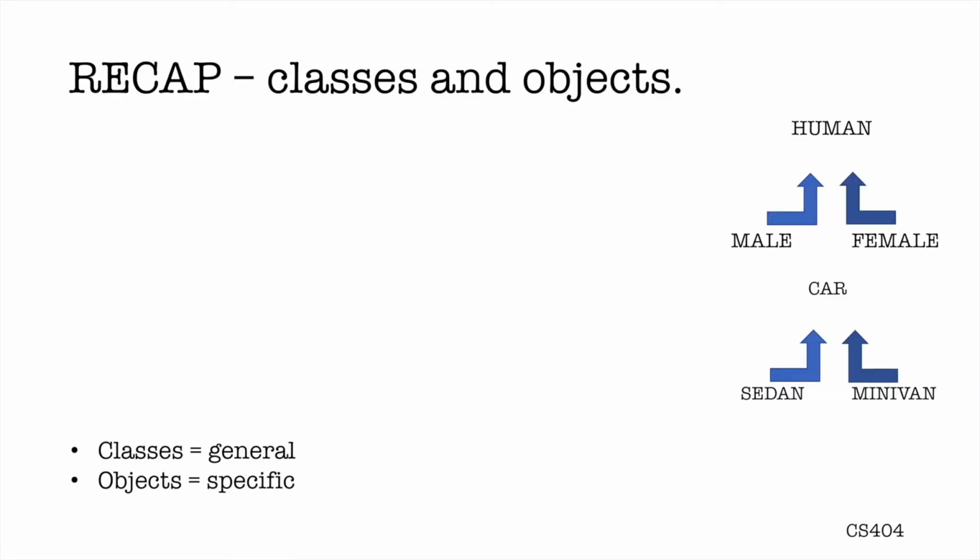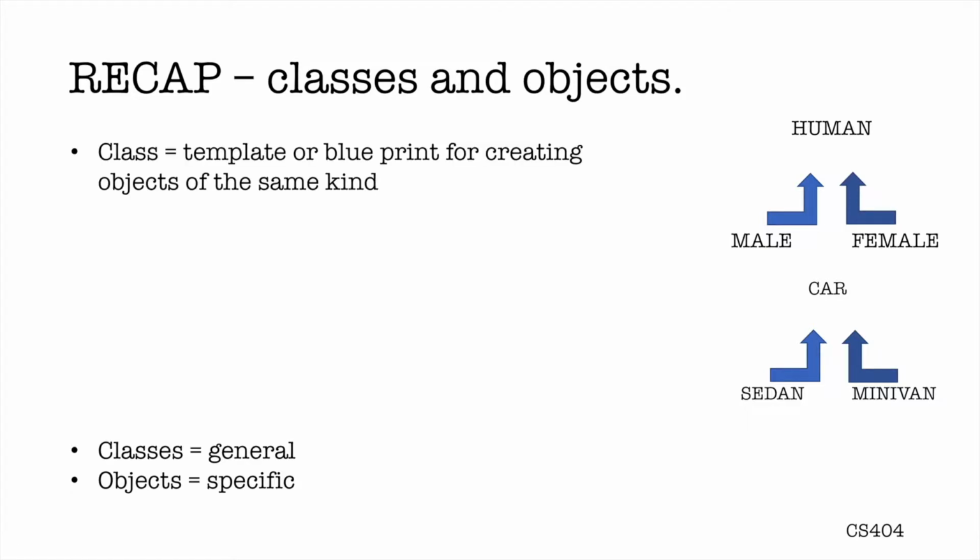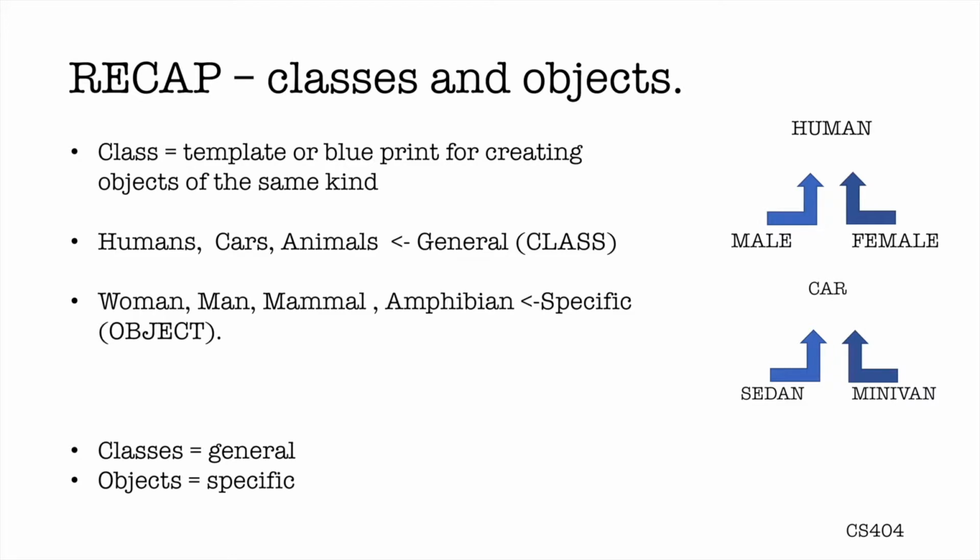So let's remind ourselves, what is a class and what is an object? In a computer program, a class can be thought of as a template for creating objects of the same kind, and methods can be thought of as behaviors that these objects can perform. For example, in the real world, there are various different entities such as human beings, animals, cars, and so on. We can think of these entities as classes. They're general terms for describing a group of things that fall into the same category. These things we will refer to as objects.